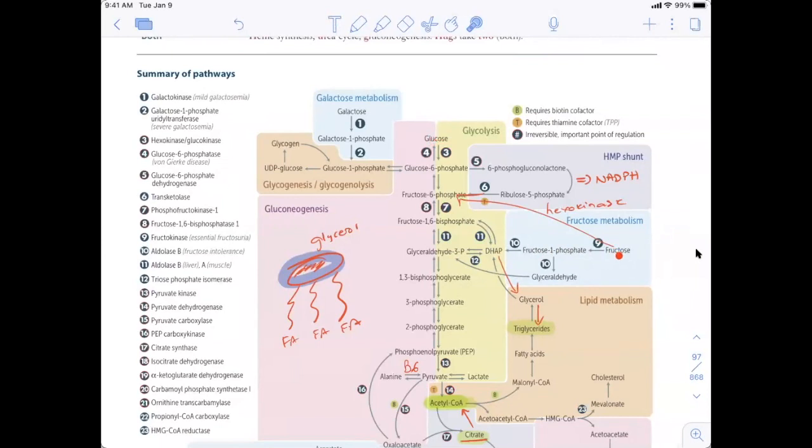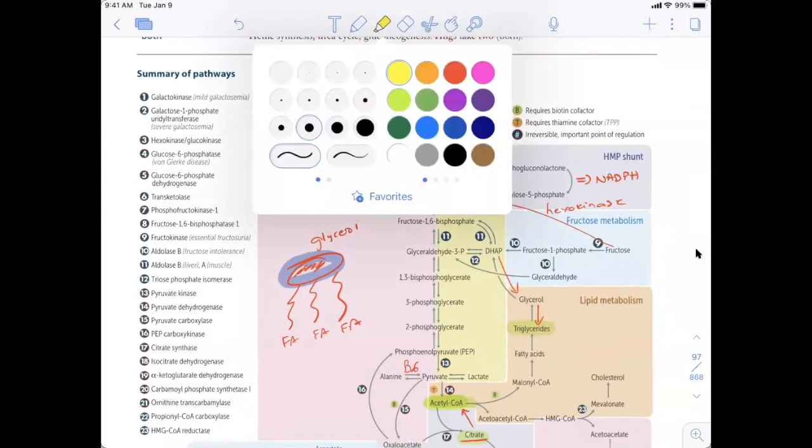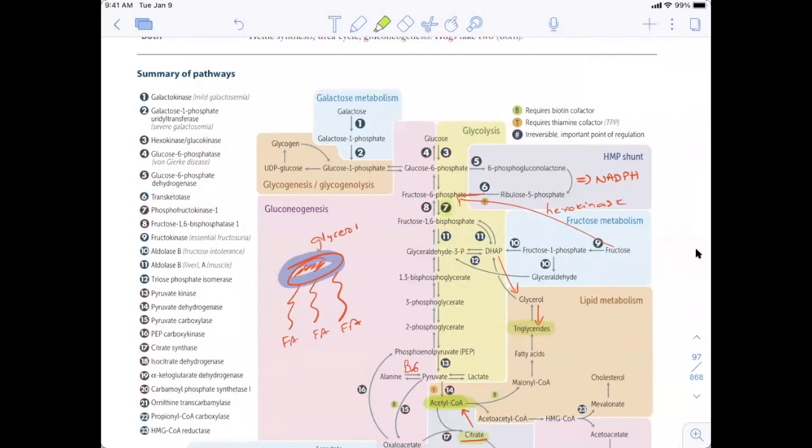And here's what's unique. Remember, my rate limiting step of glycolysis is number 7, my phosphofructokinase 1. Don't forget that your rate limiting step means it's your slowest step. So when I start here, even if I'm high speed, once I come to this point, I slow down, and then I keep coming down. But what's unique about fructose that you must remember is that fructose enters glycolysis below the rate limiting step. It comes in after the rate limiting step.